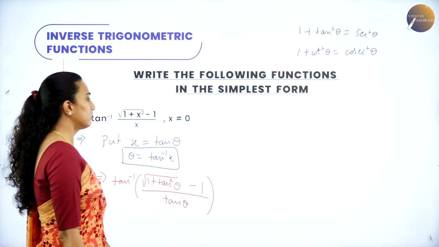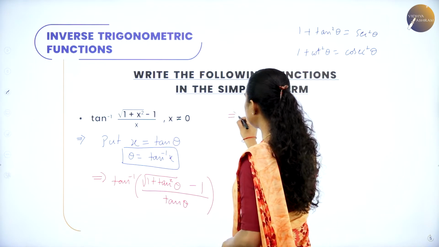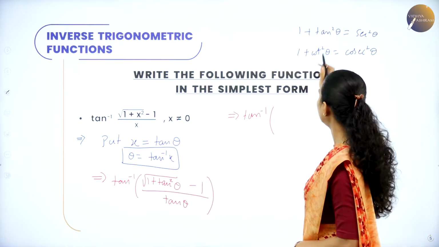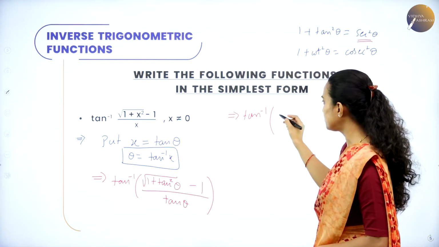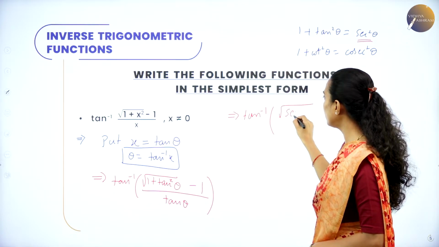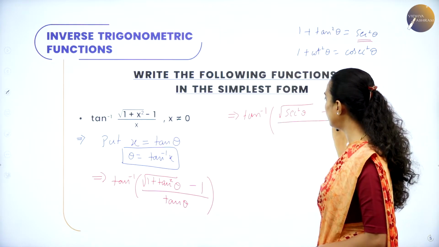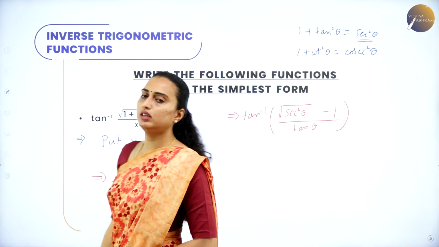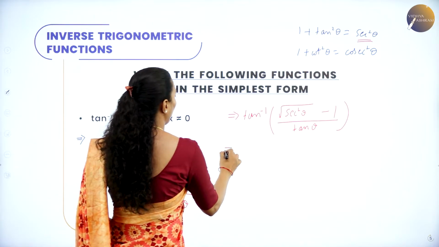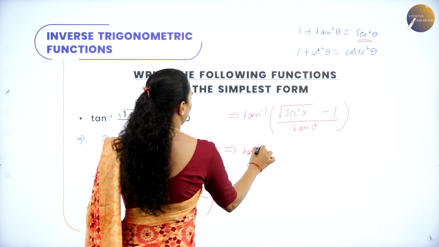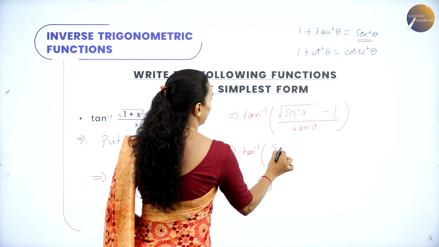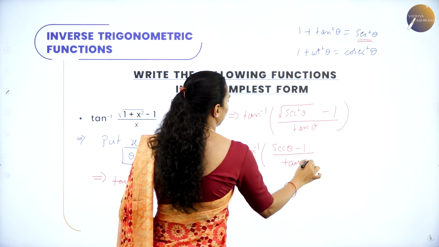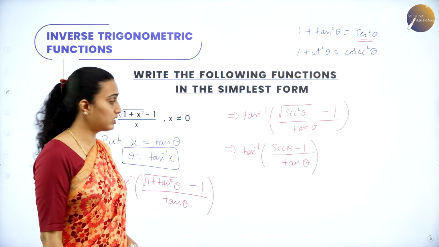Got it? So next we'll be moving on to the step: tan inverse of, see, under root 1 plus tan squared theta. 1 plus tan squared theta is secant squared theta. Substitute that. Under root secant squared theta minus 1 divided by tan theta. Right? So therefore, under root secant squared theta, root will go. You are going to remain with tan inverse of secant theta minus 1 divided by tan theta. Is that the simplest form? No. Still we can simplify.